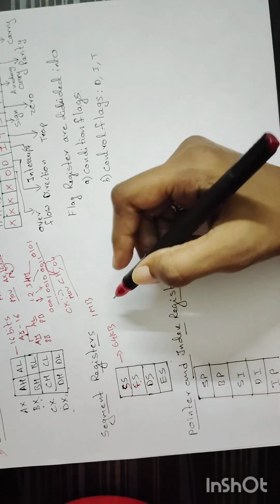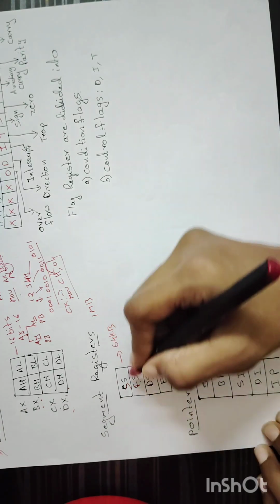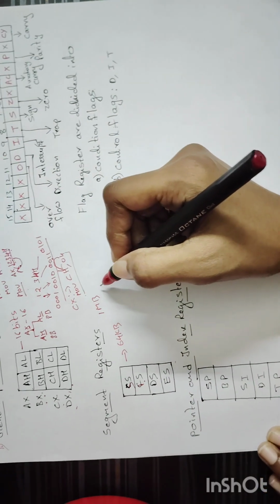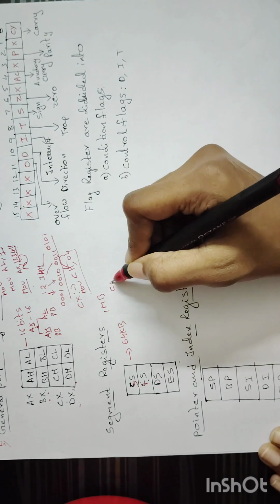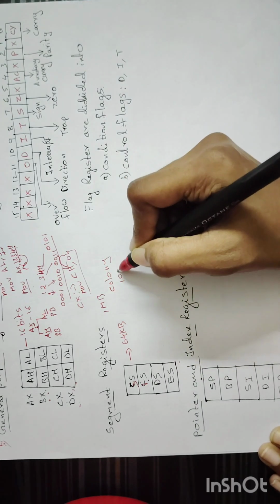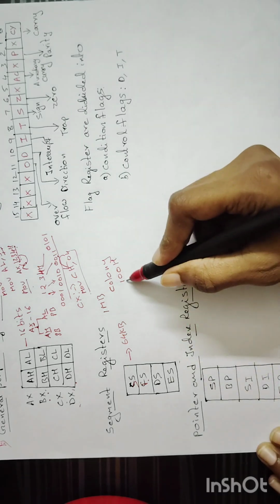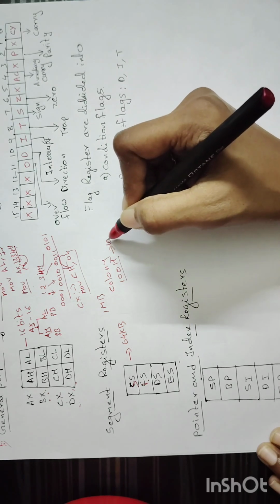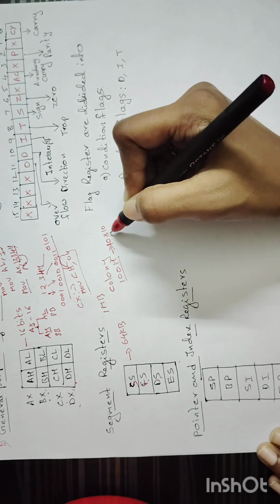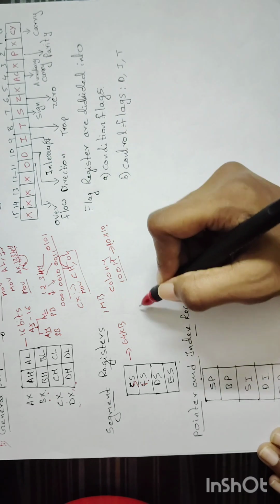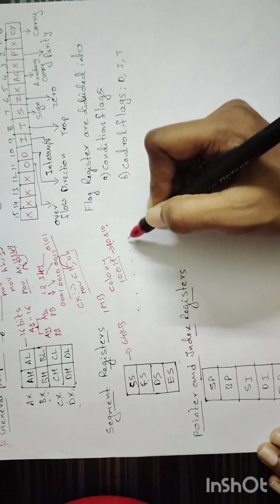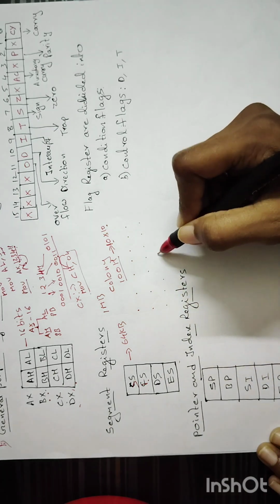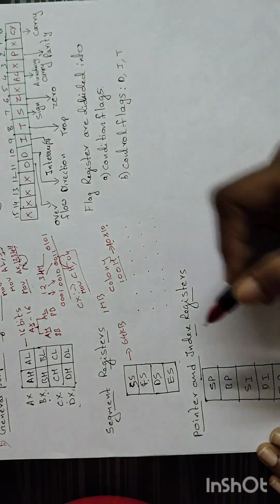What is the use of these segment registers? For example, if you go to a colony which consists of a total of 100 houses, all those houses are arranged in 10 rows and 10 columns. That means 10 rows and 10 columns.